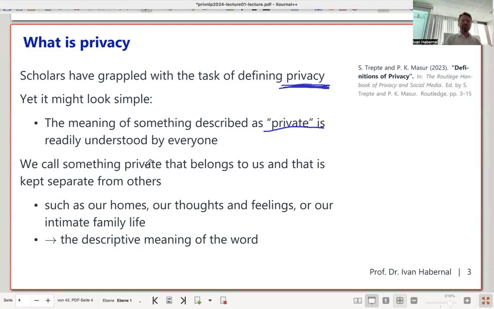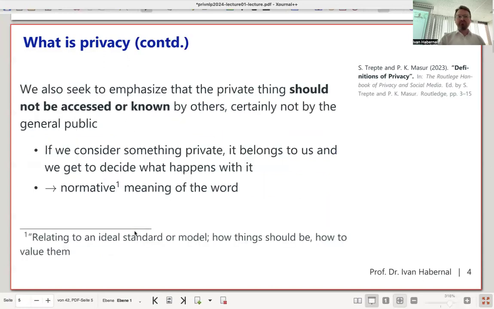So we call something private that belongs to us and that is kept separate from others, such as maybe our homes, thoughts, feelings, family life. Here we're basically using a descriptive meaning of this word. We give it some adjectives and describe what this thing is about, how it happens in reality. Or we also emphasize how things should or shouldn't be. So actually, private things should not be accessed by others, and maybe not by the general public.